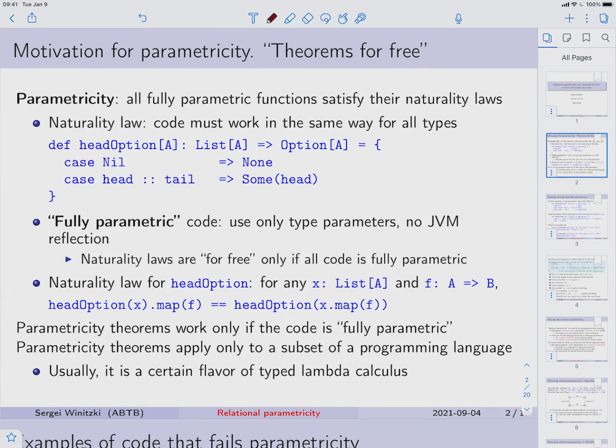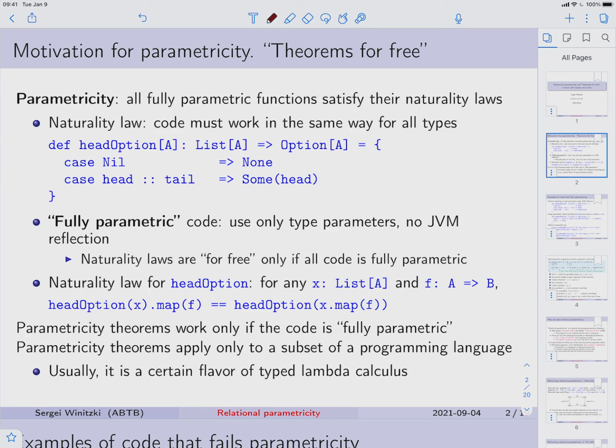First, a little bit of motivation. The parametricity theorem says that all fully parametric functions satisfy their naturality laws. So what is a naturality law? It is an equation that says in mathematical terms what it means when code works in the same way for all types. So this applies only to code that has a type parameter, or at least one type parameter.